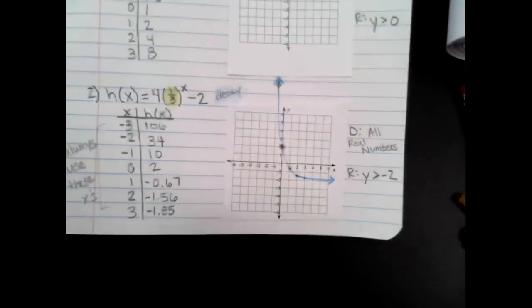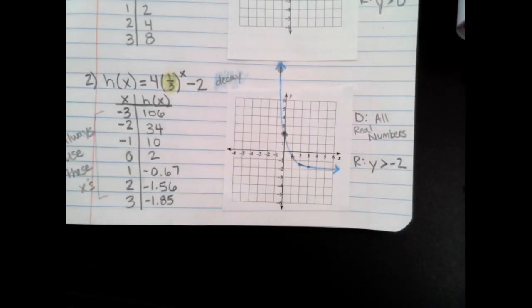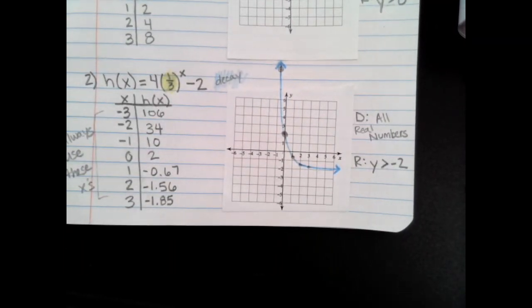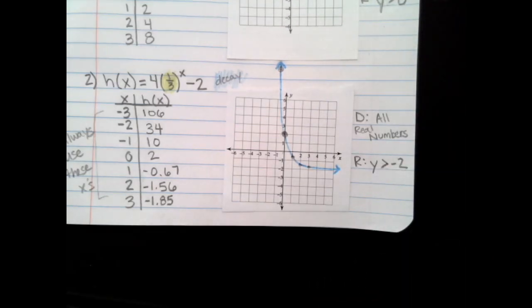All right, that is it for your notes today. We still do have about, not quite 30 minutes, but we're close. Okay, so lots of time to get caught up on notes.